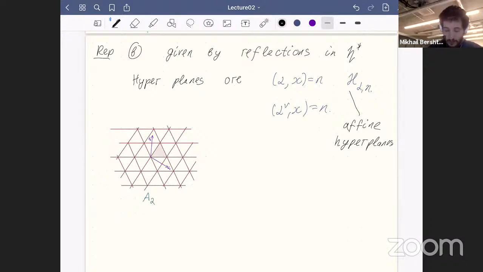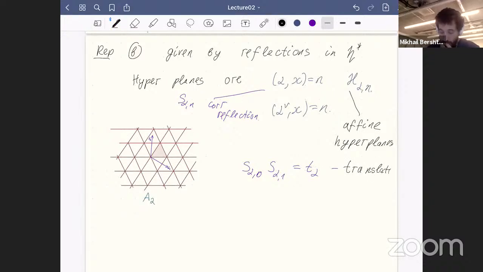If we take, so I denote the reflection with respect to H alpha n by S alpha n, the corresponding reflection. Then if I take the composition of S alpha 0 and S alpha 1, this is T alpha, this is a translation. So if I take the composition of two reflections with respect to parallel hyperplanes, then the result I get is a translation.